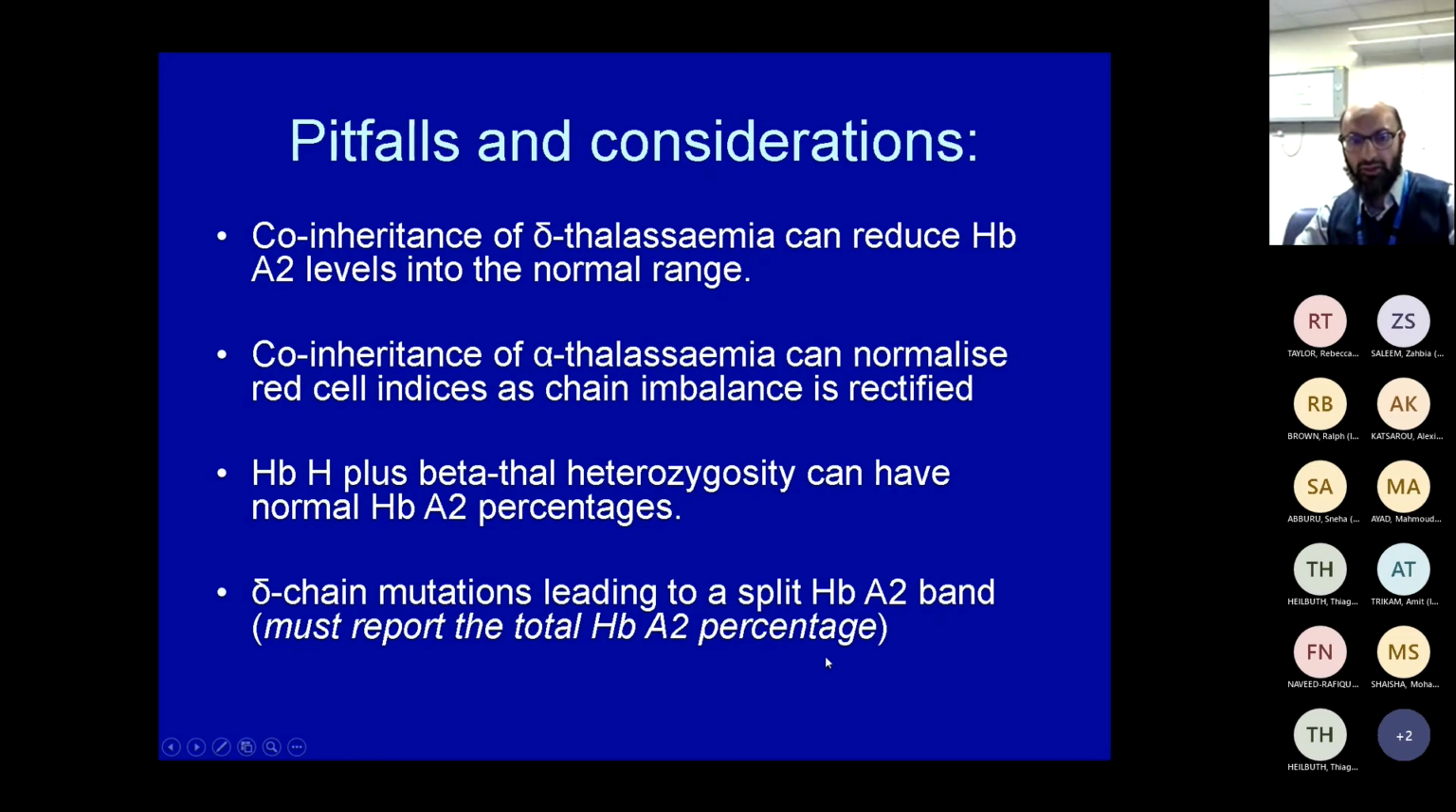And some delta chain mutations can result in a split hemoglobin A2, because you've got two different delta chain variants. So you have two separate HbA2 populations, and they can show up as two separate peaks on the HPLC. If you're only reporting one of those peaks, then you may underestimate the HbA2 and then miss the diagnosis of beta thalassemia. So it's very important in that situation to make sure you're reporting the total hemoglobin A2 percentage by adding together the different HbA2 peaks.